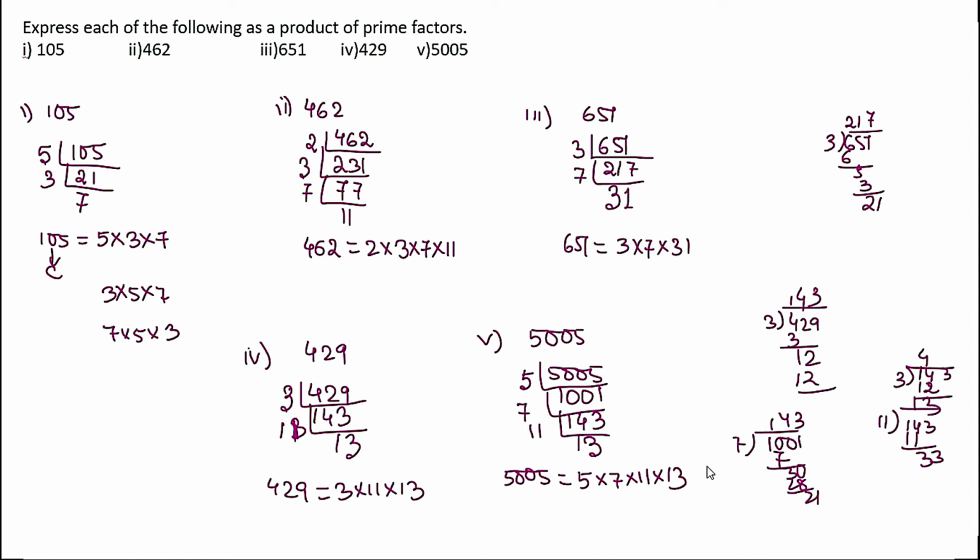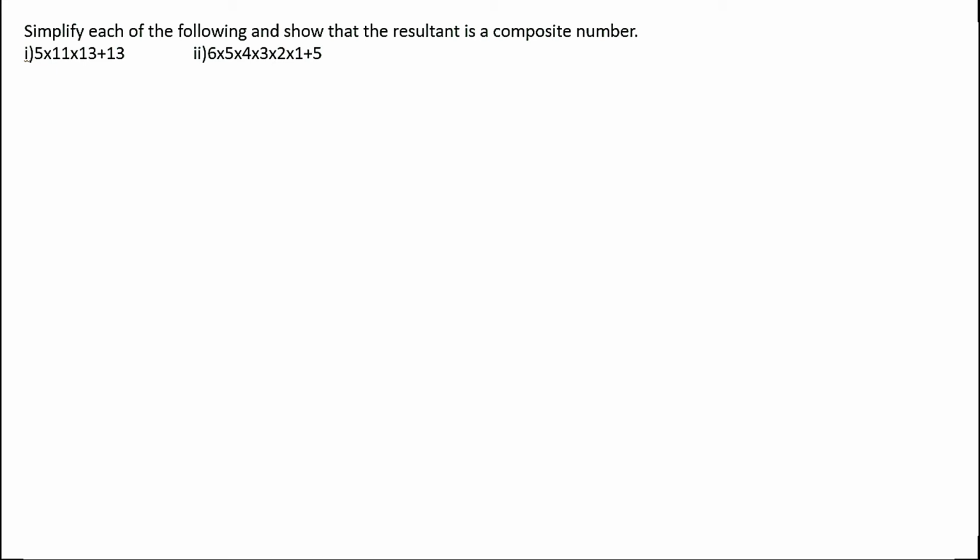So thus we say that any composite number, all these examples are composite numbers because they have factors more than 2, and these composite numbers can be expressed as a product of prime factors. So the second example is: simplify each of the following and show that the resultant is a composite number. You have to simplify these complex expressions, and after that you have to show that the result that is coming out is a composite number.